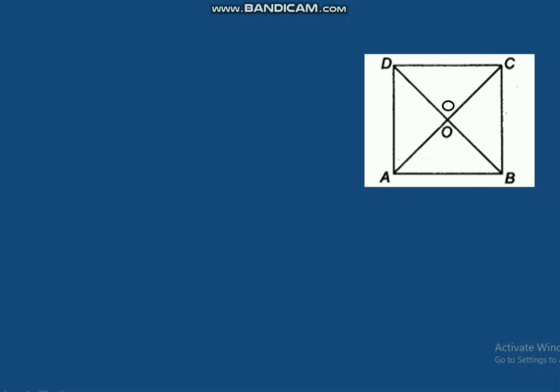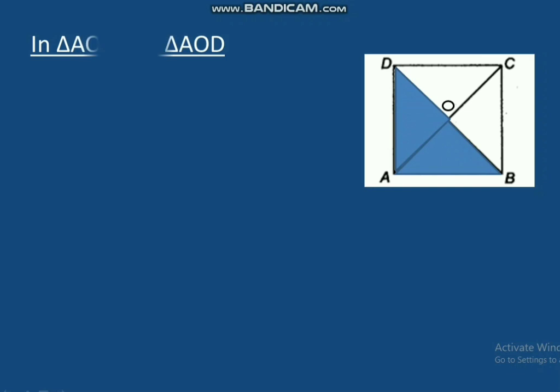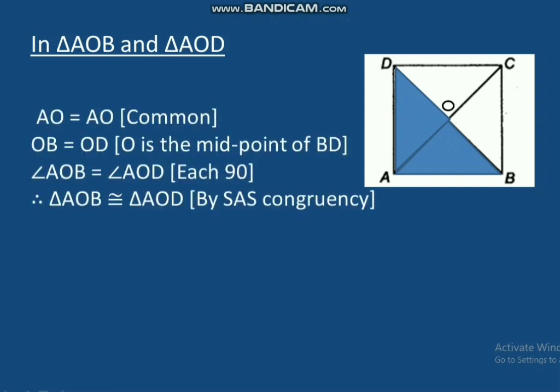So select two triangles in which one of the sides is a side of ABCD. Here I am going to select triangles AOB and AOD. In both triangles, AB and AD are sides of ABCD. And in these two triangles, it's clear that AO is equal to AO because it is common to both of them. Now OB is equal to OD because it is given that the diagonals bisect each other.